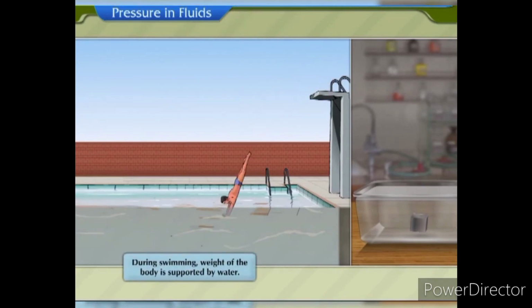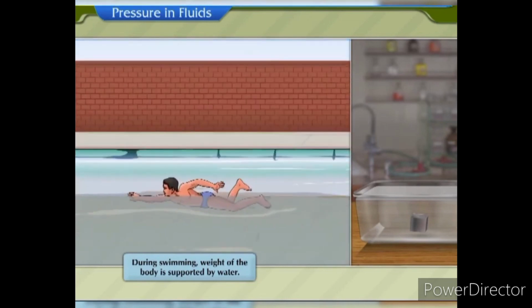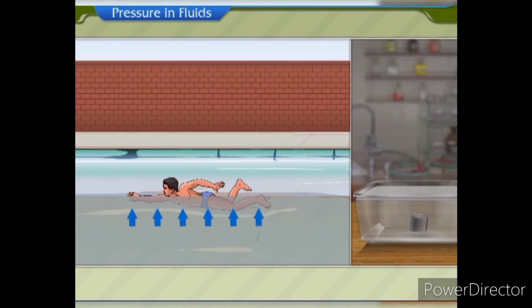During swimming, the weight of the body is supported by water because of the high liquid pressure on the lower surface of the body compared to the pressure at the upper surface. If this difference in pressure is more than the weight of the body, the body floats, else the body sinks in the liquid.